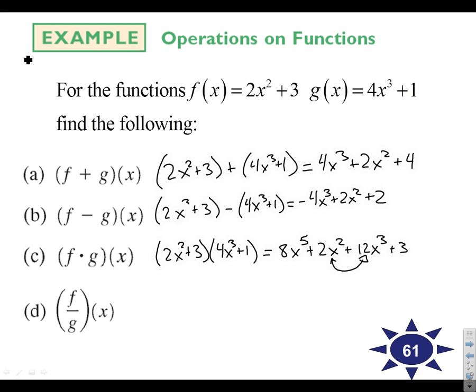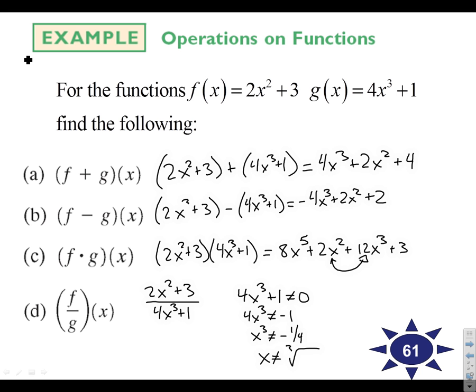And let's divide to finish. 2x squared plus 3 over 4x cubed plus 1. No factoring, so we're going to be done there. We just have to figure out the domain. So we're going to say 4x cubed plus 1 cannot equal 0. So 4x cubed cannot equal negative 1. X cubed cannot equal negative 1/4. And so x cannot equal the cube root of negative 1/4, which is allowed because it's a cube root, not a square root. So we would have the function, and we would also have the domain.